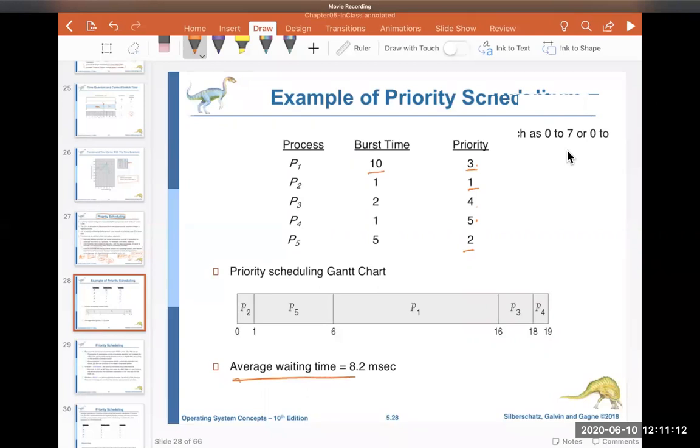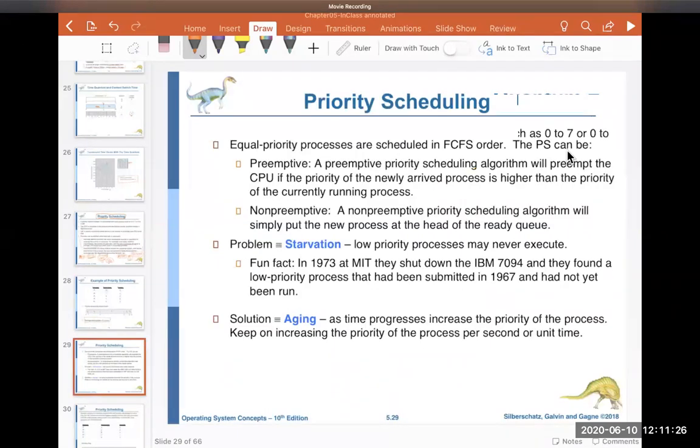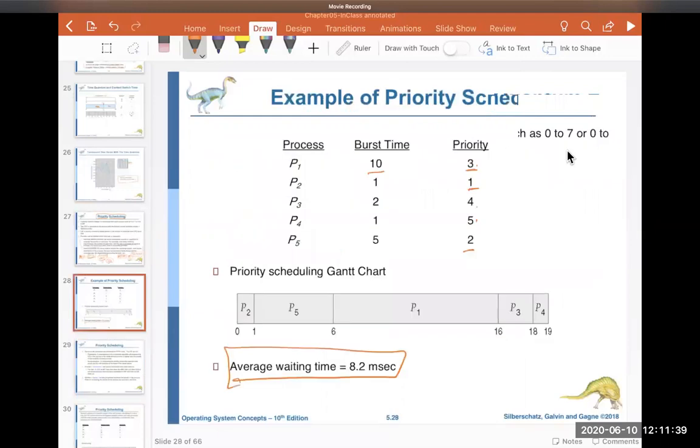So the average waiting time for this particular scheduling is 8.2 milliseconds based on these 5 tasks. It could be preemptive, and non-preemptive scheduling is also possible. Preemptive scheduling is whenever there is a newly arrived process. Here, this is a static thing. So we have a set of 5 jobs in our queue, and we prioritize them, and then we start assigning it.